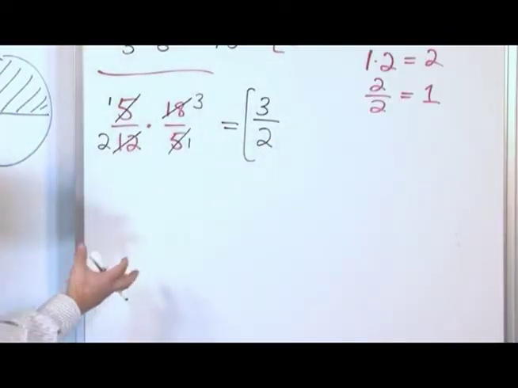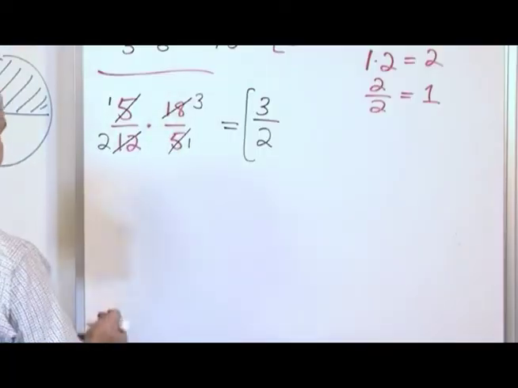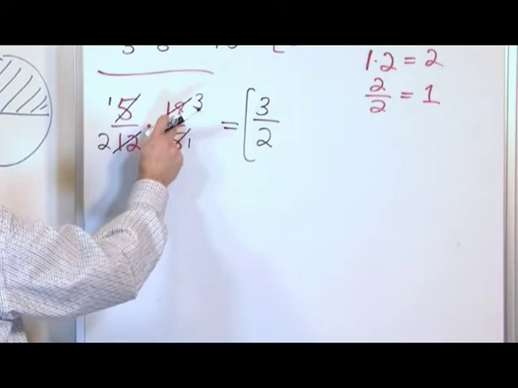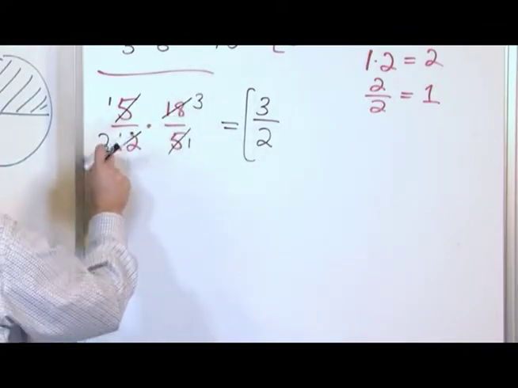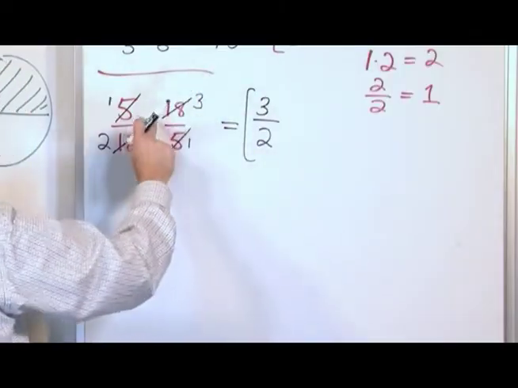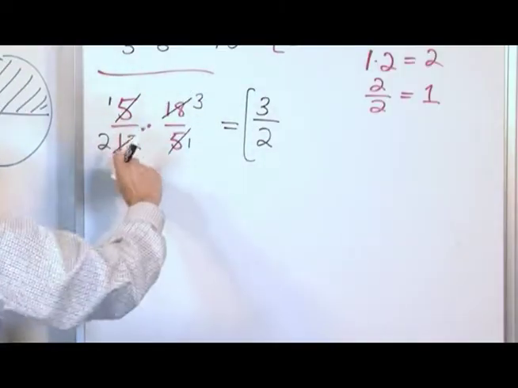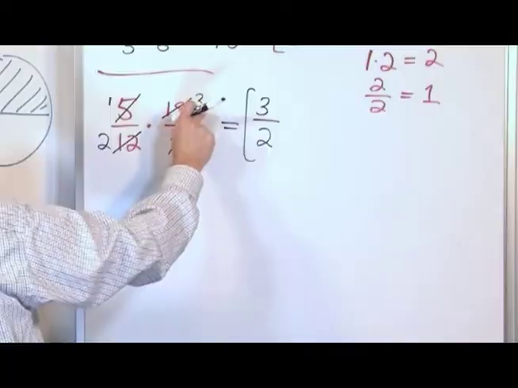All we're doing is the simplification ahead of time, so we don't have to deal with the big multiplication. We're looking at the 12 and the 18, and we're saying, hey, I can divide both of those by 6. 12 divided by 6 gives me 2. 18 divided by 6 gives me 3. So I mark them out with a single line. Don't scratch it out, just mark it out and write those numbers down, okay?